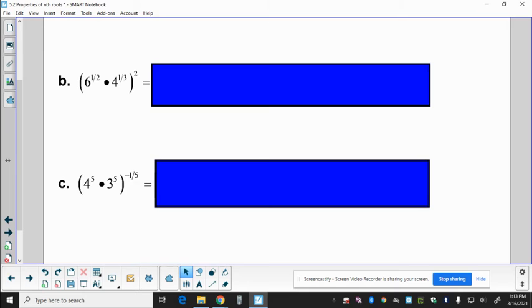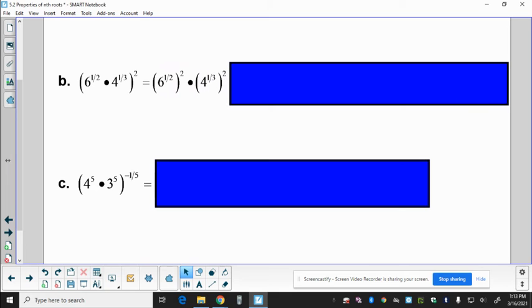Okay, how would you go about doing something like that? Well, what I think I would do in the first step is remember that all these properties are actually reversible. So this is kind of the power of a power rule, where you're going to break this multiplication apart. It's almost kind of like a distributive property too, where this 2 is going to be distributed as the exponent of both of those terms.